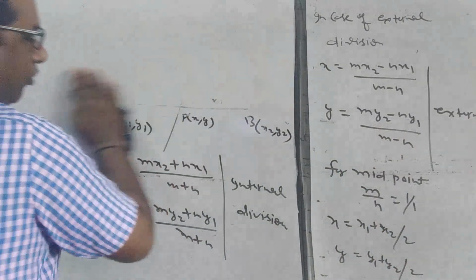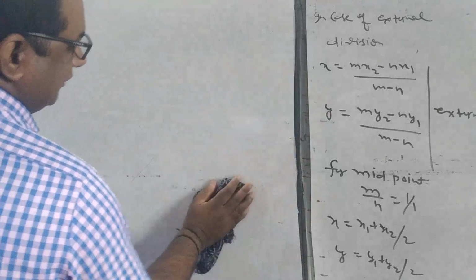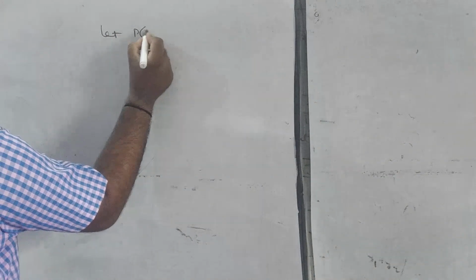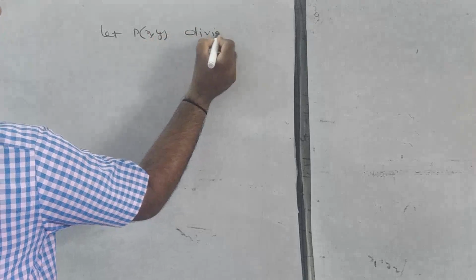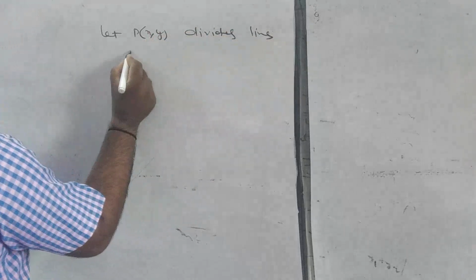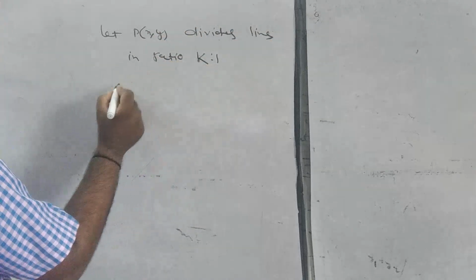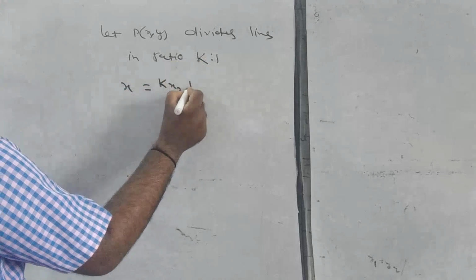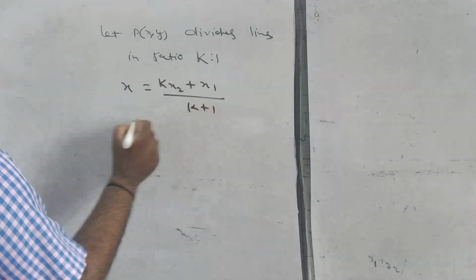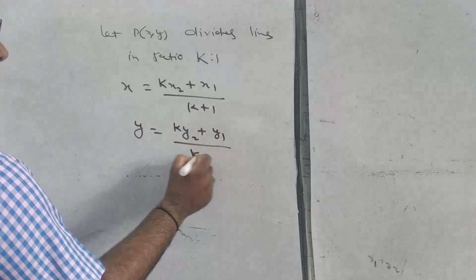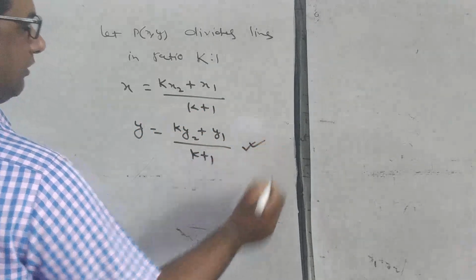Sometimes where a ratio is to be found, in which ratio the point is divided, in that case we suppose that P(x, y) divides the line in ratio k is to 1. In that case, the formula becomes x is equal to (kx2 plus x1) upon (k plus 1), and y is equal to (ky2 plus y1) upon (k plus 1). So that you must remember.